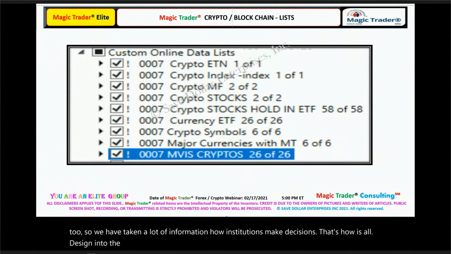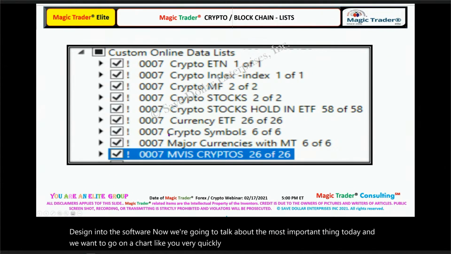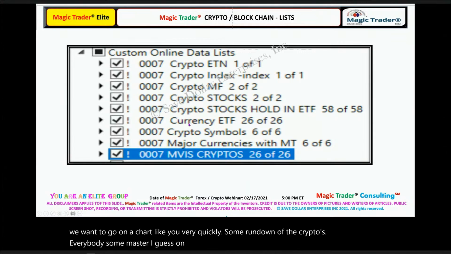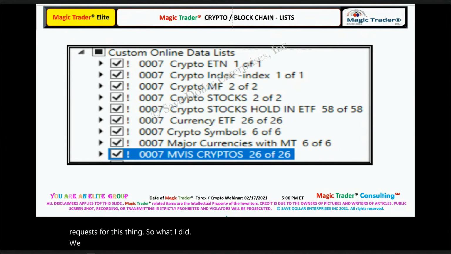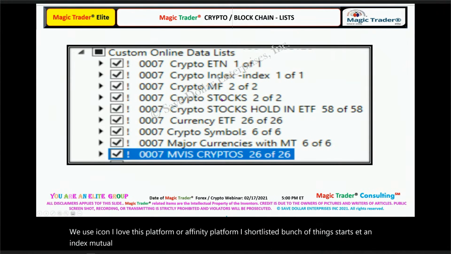Now we're going to talk about the most important thing today, and we want to go on a chart. I'll give you very quickly a rundown of the cryptos. Everybody is a master, I guess, on foreign currency, and this is a theme, and I get a lot of requests for this. So what I did, we use Eikon. I love this platform, the Refinitiv platform. I shortlisted a bunch of things: stocks, ETFs, indexes, mutual funds. Everything. That's what I was doing for many hours today and yesterday, and created.